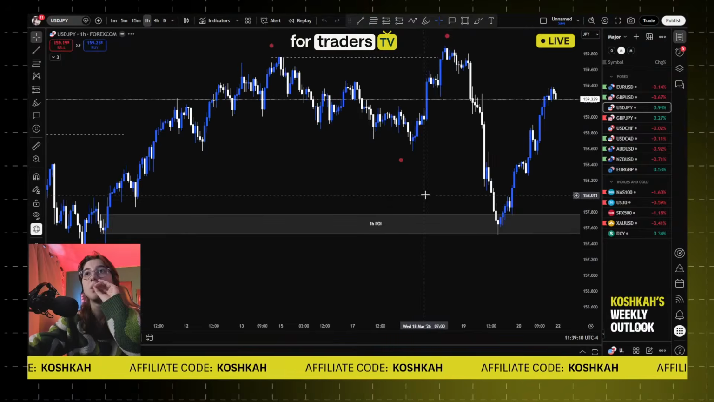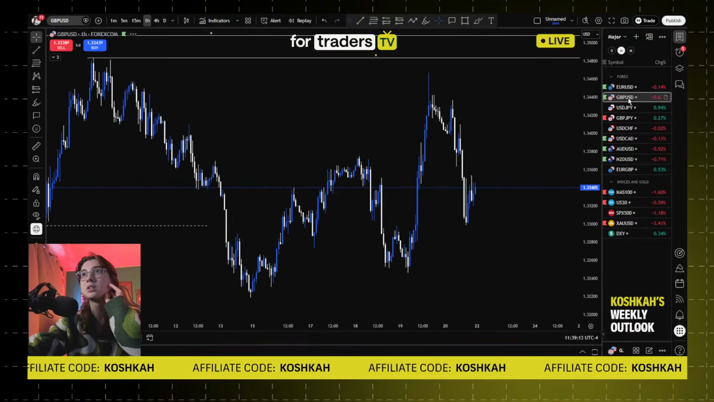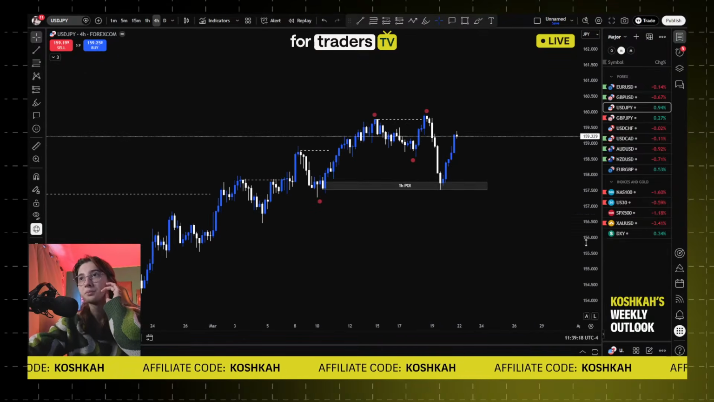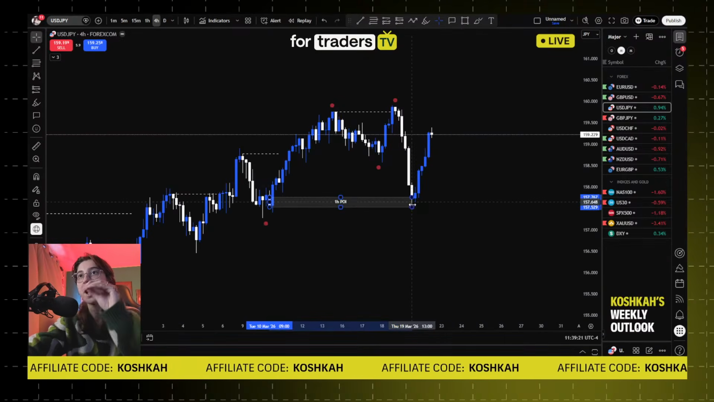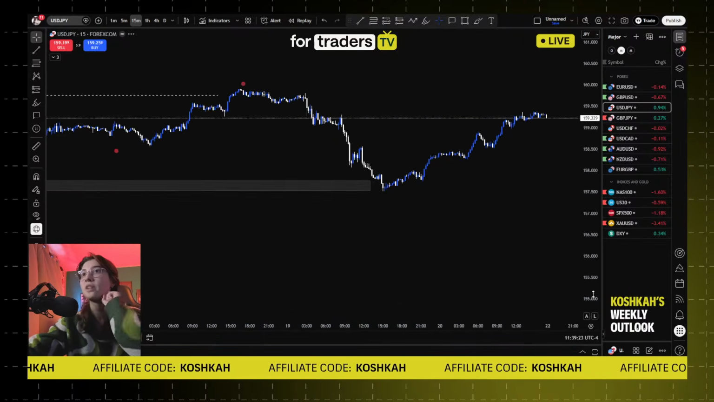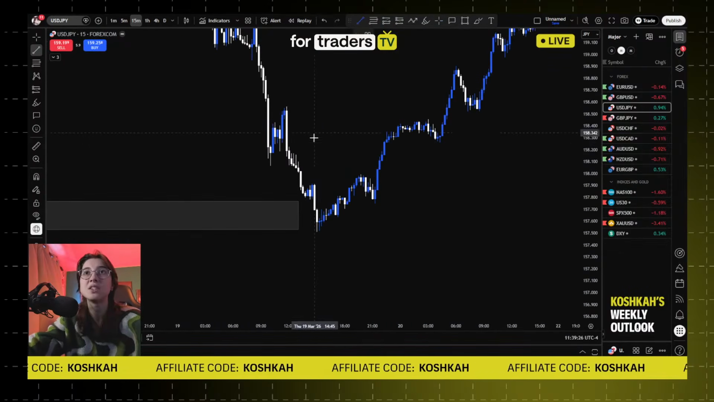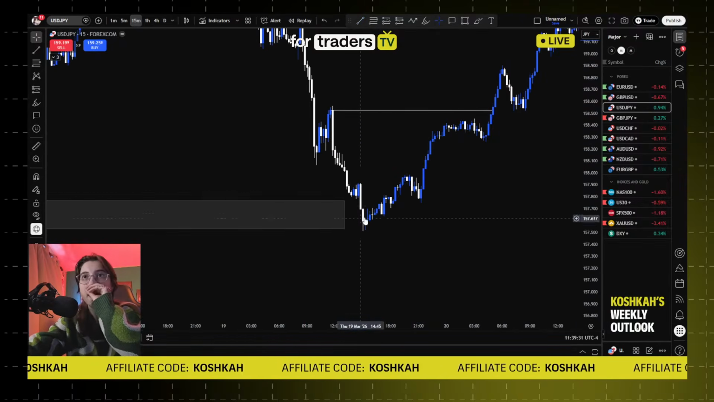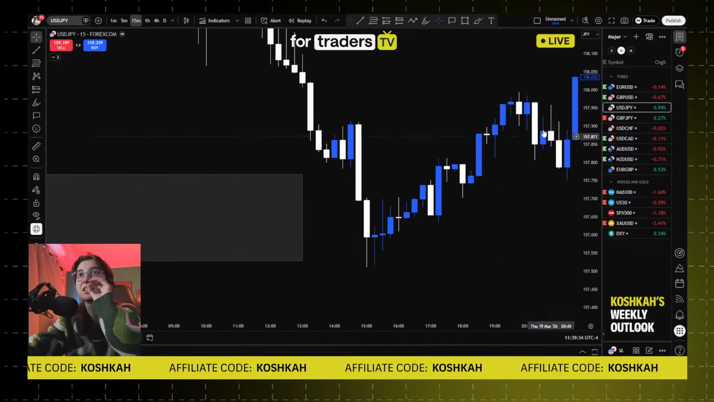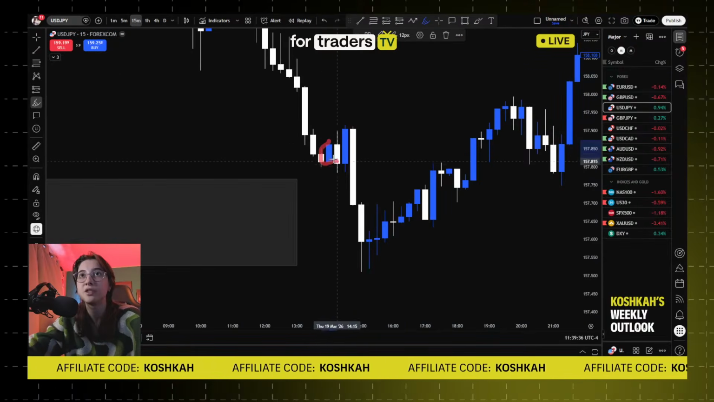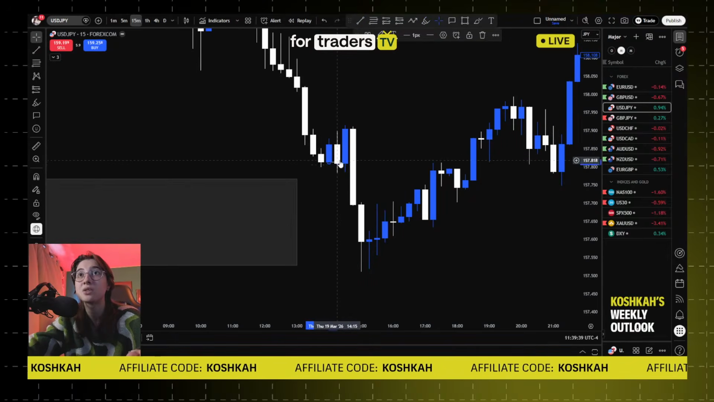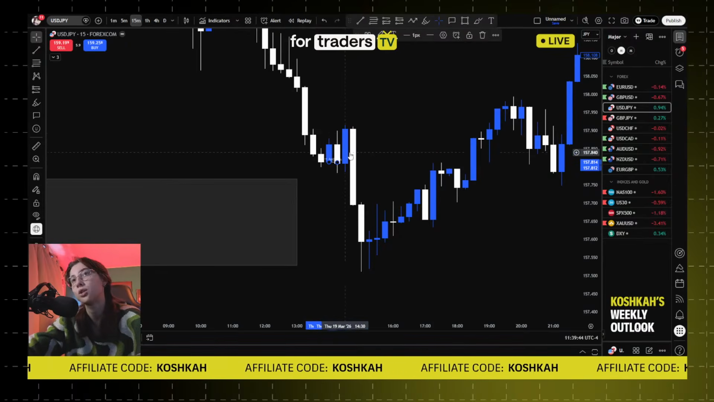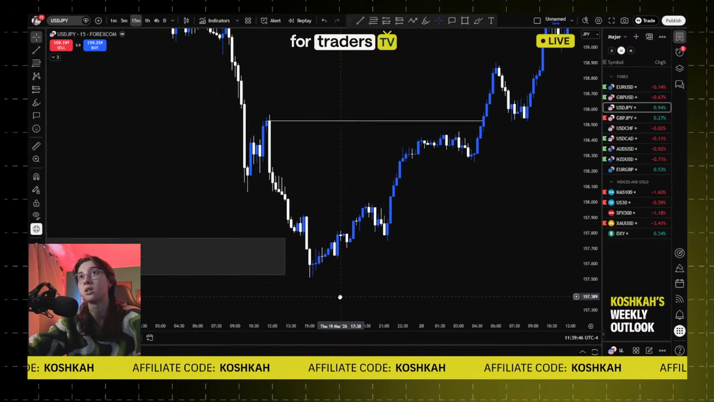Now we tapped into the POI, and when the POI is mitigated, we need to wait for a 15-minute change of character. In this case, the 15-minute change of character happened right here, not right here. This is exactly what I was explaining. This is the first candle that initiated the move, and then the next one closed below, as you can see. So the sequence is invalidated. This is not a 2 candlestick pullback, so that doesn't count as a 2 candlestick pullback.